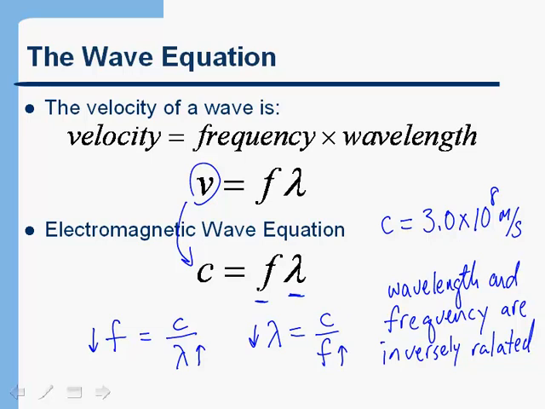So you can imagine that some electromagnetic waves have a high frequency but a small wavelength, and others have a large wavelength but a very low frequency. And we'll see that that is what determines what type of electromagnetic wave we're talking about. That's what makes an X-ray different from visible light or different from a radio wave.